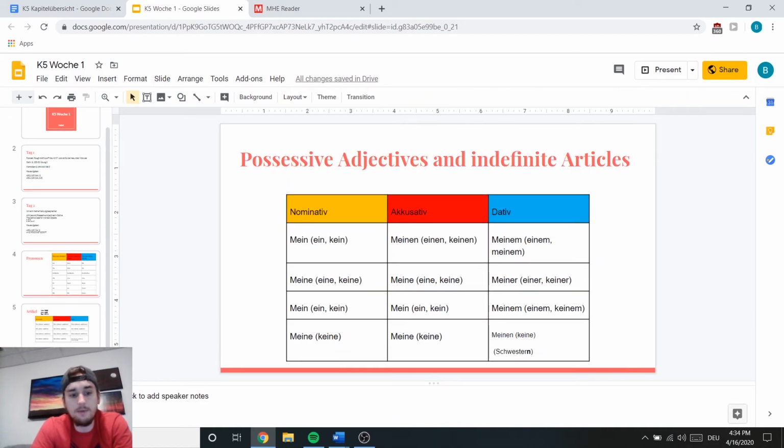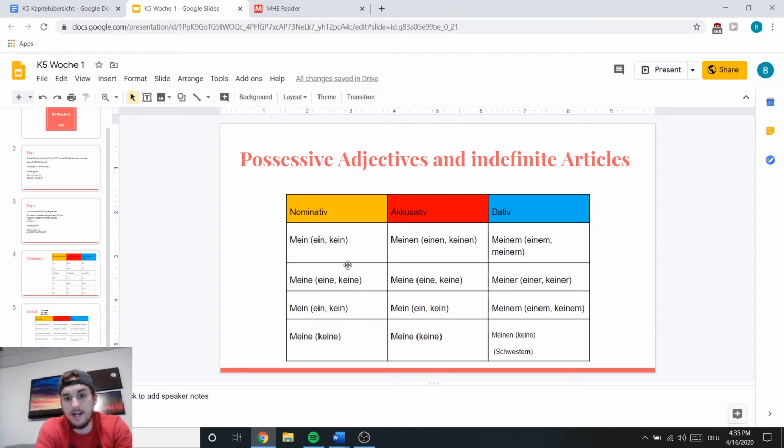And then the last thing we'll look at today are the possessive adjectives and indefinite articles. So that's the mein, ein, right? A, kein, none, right? Not any. So we have Nominativ, mein, ein und kein. Ja, also wir gucken hier, die sind alle also sie haben alle dieselbe Endung.